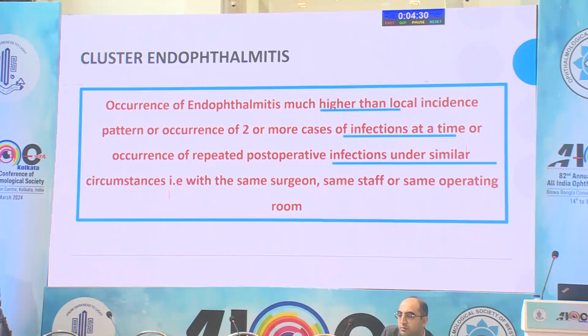So there is another entity called cluster endophthalmitis, which is even more dreaded. It is an occurrence of endophthalmitis much higher than the local incidence pattern, or occurrence of 2 or more cases of infections at a time, or occurrence of repeated post-operative infections under similar circumstances. That is with the same surgeon, same staff, or same operating room. So multiple endophthalmitis incidences happening with the same surgeon in the same OT. So anything more than 2 happening in a short span of time is termed a cluster endophthalmitis.